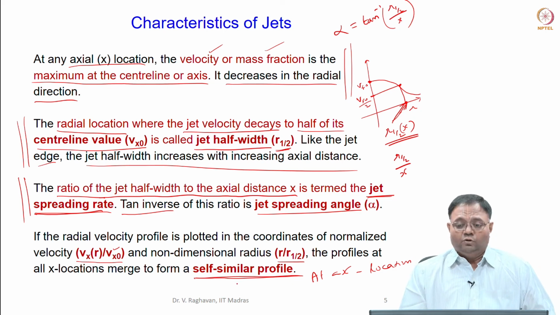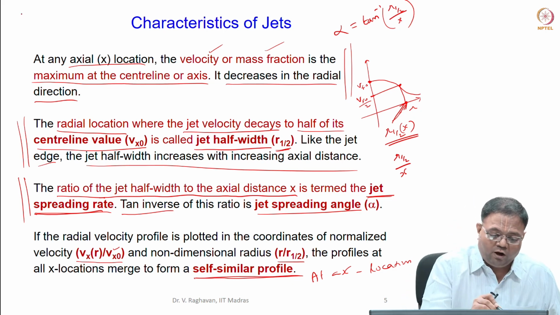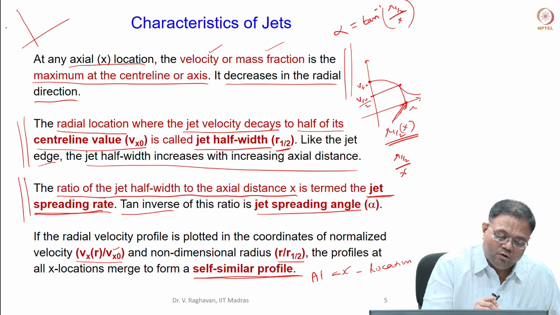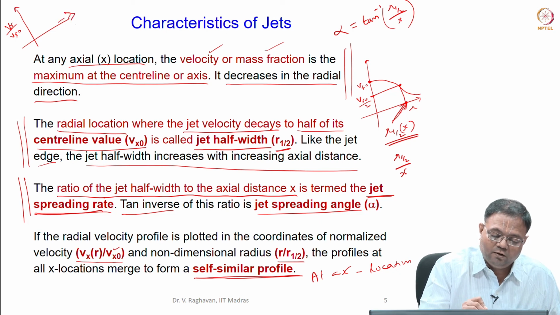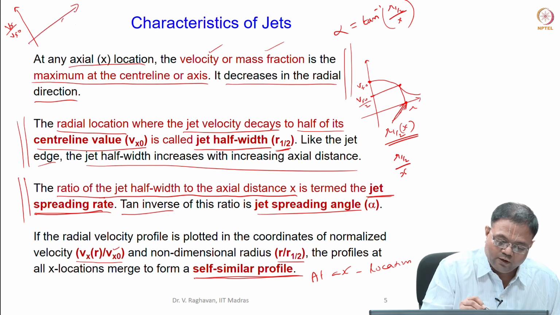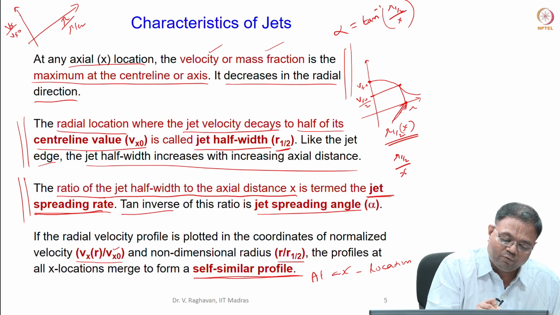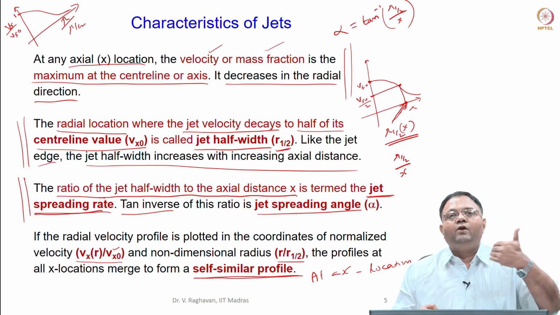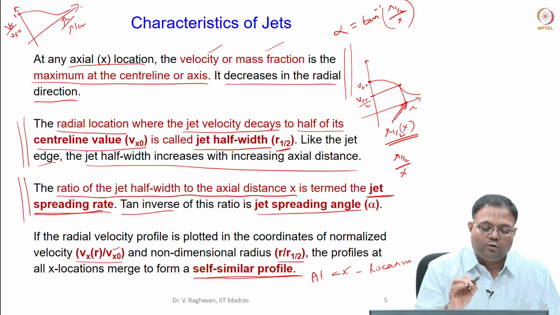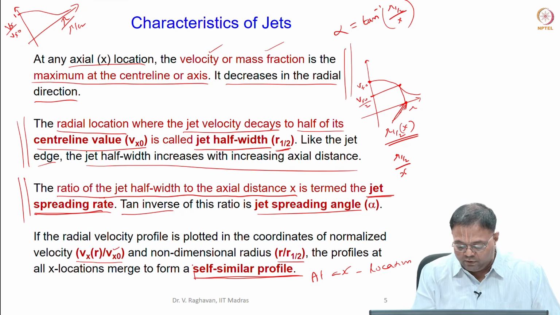So that means if I plot Vx divided by Vx at the center, versus R by R half, then you get only one profile like this, starting from 1. At any x location, you will get only one profile like this. So that is called self-similar profile.